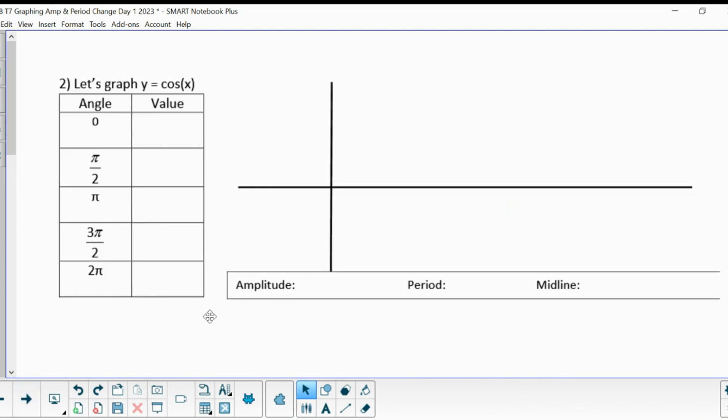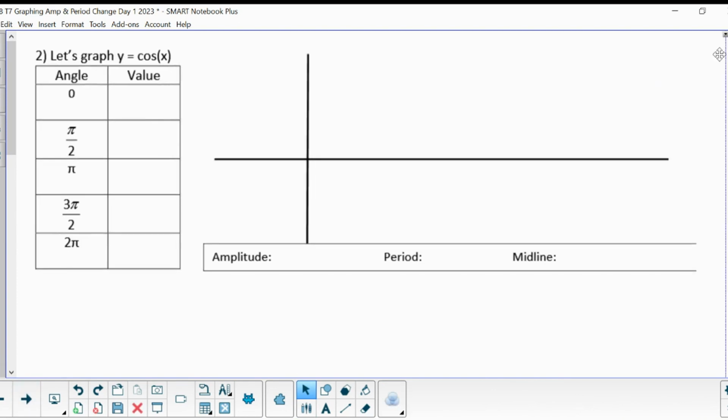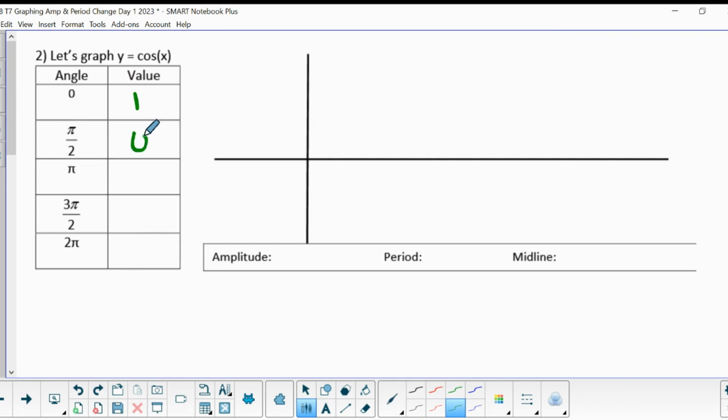Okay, let's talk about cosine now. So for your cosine curve, we're going to use the same values that we did for the sine curve. So again, looking at your unit circle to help you out, cosine of 0 is 1. Cosine of pi over 2 is 0, because remember, cosine is the x values off the unit circle. Cosine of pi is negative 1. Cosine of 3 pi over 2 is 0 again. And cosine of 2 pi is back to 1.